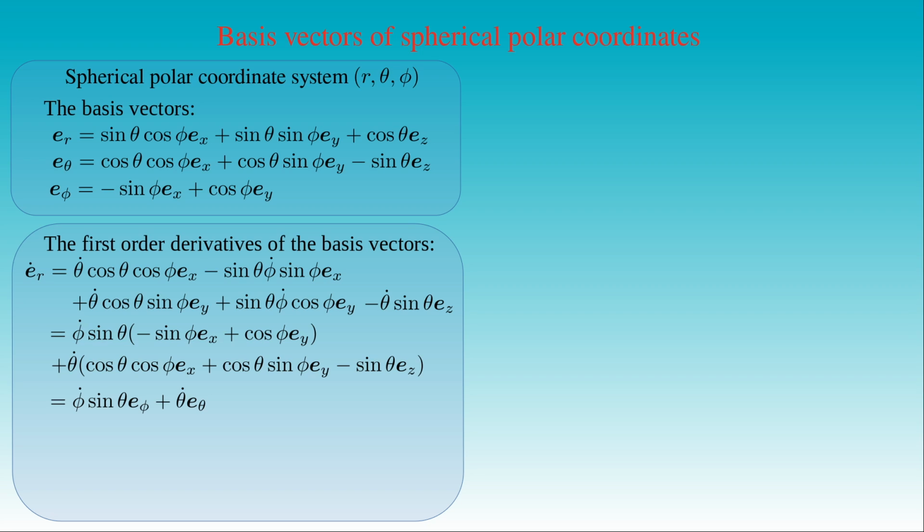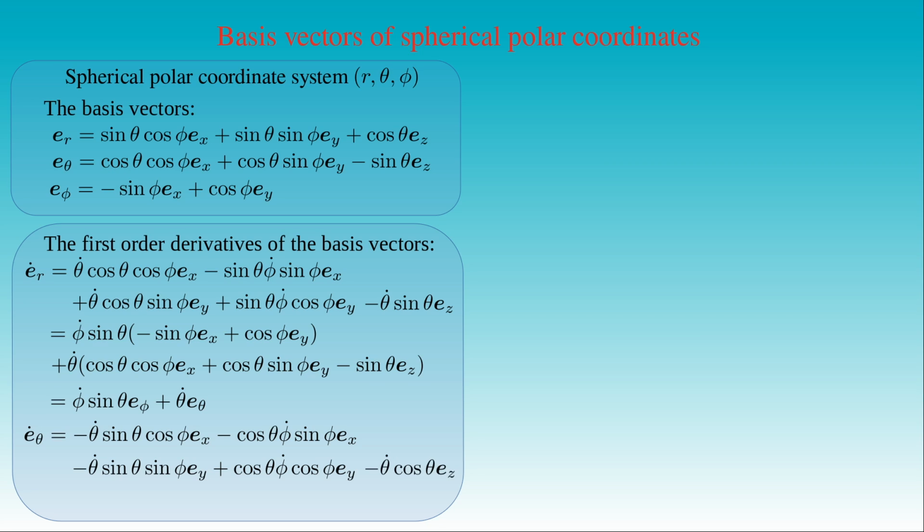We can follow the same procedure when we compute the derivative of the basis vector E theta. The x component of E theta is cosine theta times cosine phi, and its derivative can be written as minus theta dot times sine theta times cosine phi, minus cosine theta times phi dot times sine phi. The y component of the basis vector E theta is cosine theta times sine phi, and we can write its derivative as minus theta dot times sine theta times sine phi, plus cosine theta times phi dot times cosine phi. The z component of E theta is simply minus sine theta with the derivative of minus theta dot times cosine theta.